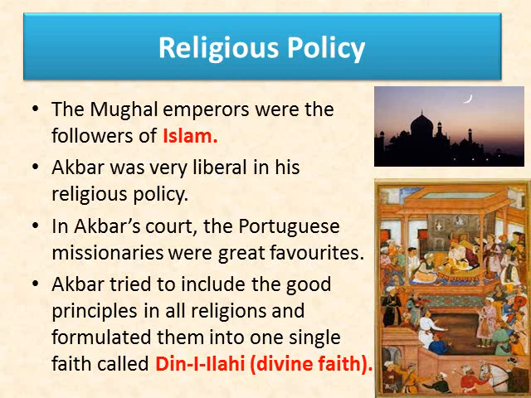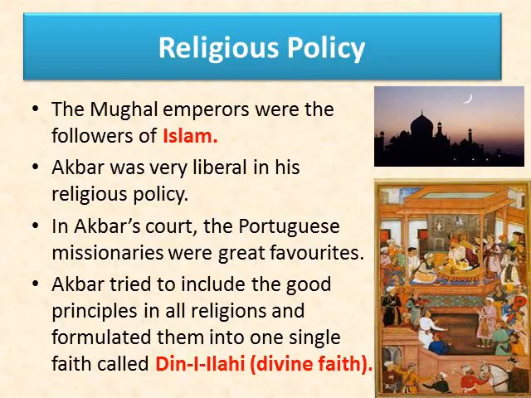Akbar tried to include good principles in all religions and formulated them into one single faith called Din Ilahi, or the Divine Faith. Children, Din Ilahi is a religion of God or the oneness of God. It is a religion propounded by the Mughal Emperor Akbar, and it merged some of the elements of the religions of his empire, like Islam, Hinduism, Zoroastrianism, and also Christianity, Jainism, and Buddhism. So he included all the good elements from all the religions and formed a religion, or God's religion. We already learned that he had constructed the Ibadat Khana, or the house of worship, at Fatehpur Sikri.